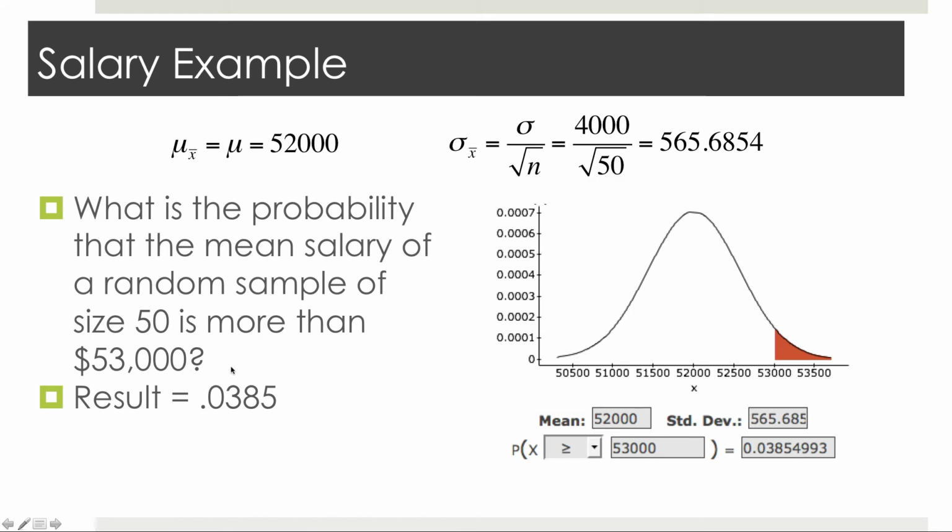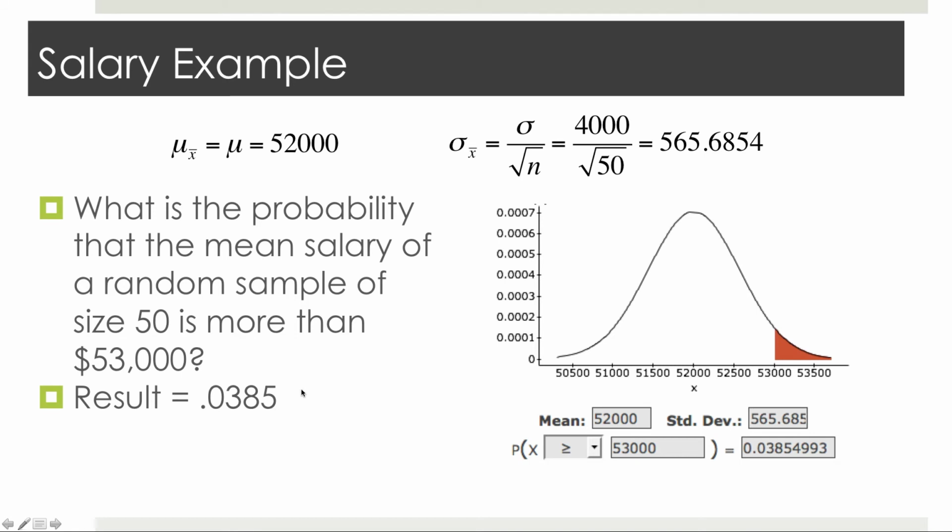On the other hand, because we have technology such as StatCrunch, we can also just put the mean of that sampling distribution and the standard error of that sampling distribution into the software and ask it to compute the probability that a sample of size 50 or more will have a mean of 53,000 or more. And it turns out that the probability of that happening is 0.0385.